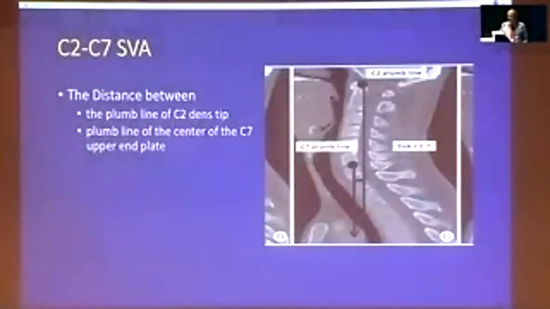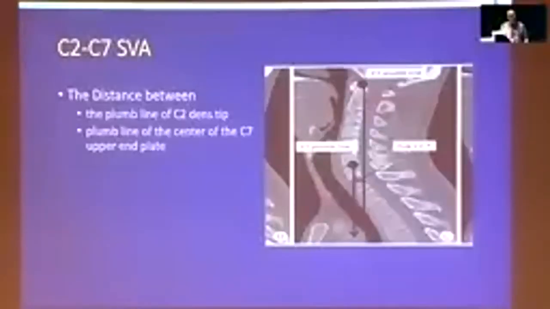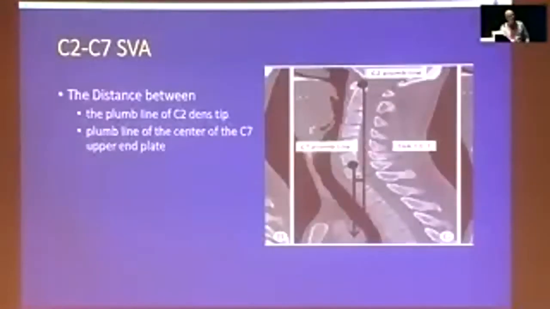So C2, C7, SVA. Again, we take a point from the plumb line coming down from the C2 dens all the way down to the center of C7. And this is a cervical spine specific sagittal alignment that we're looking at. There are 2-3 parameters you need to look at, and this is very, very simple. So C2 plumb line and SVA C2 to 7.